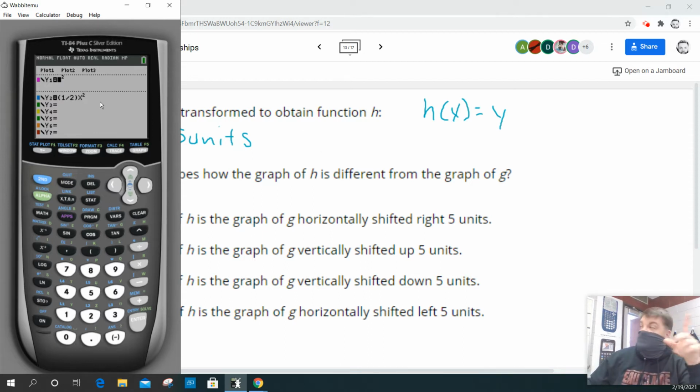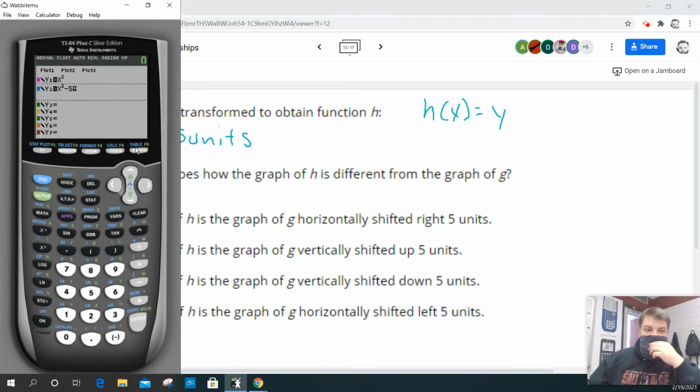So anyways, just look at the screen real quick. Y squared, my bad. Y squared is the parent function. And then over here, what I'm going to do is take that parent function, which is not y squared, it's x squared. X squared. All right.